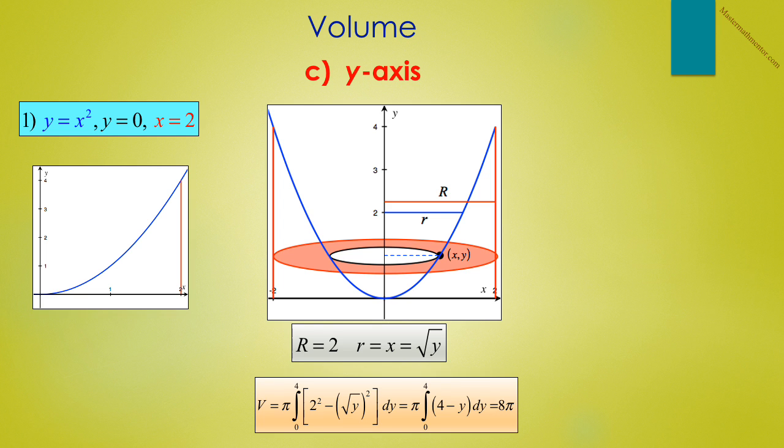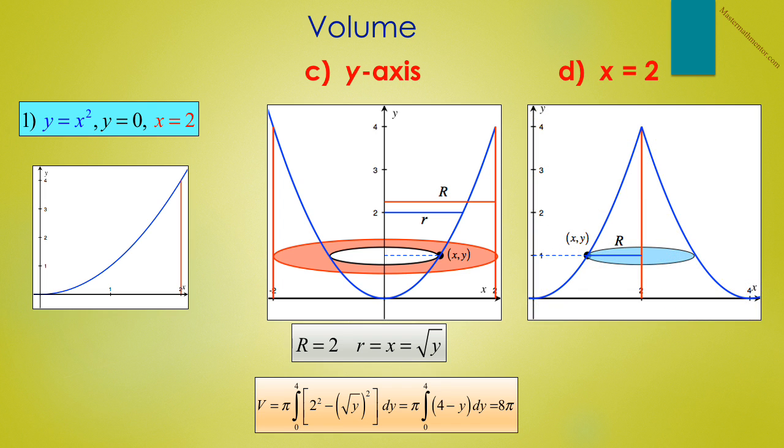We are now ready for our formula. Realize that our integral no longer runs from 0 to 2, but from 0 to 4 as we are integrating along the y-axis. So our volume is equal to pi integral from 0 to 4 of 2 squared minus the square root of y squared dy, which is pi integral from 0 to 4 of 4 minus y dy. This tough-looking problem turns out to be a very simple integral, and our answer is 8 pi.